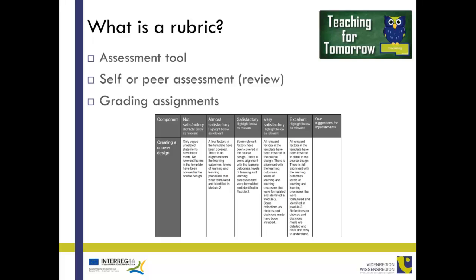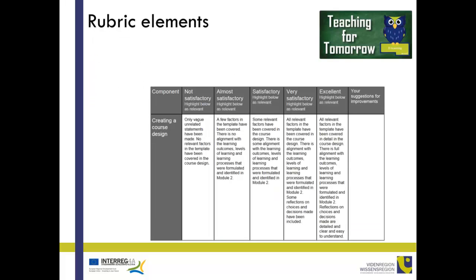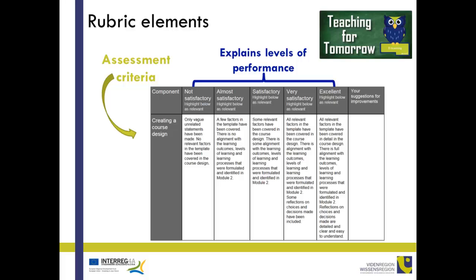Now, why use a rubric? Well, a rubric contains some very important elements that will help you do a good and constructive review that can help the person whose work you're looking at. The rubric contains assessment criteria. Those are the things you need to look at and give feedback on. Furthermore, the rubric will describe and explain the different levels of performance a participant can reach. The rubric will describe what characterizes the unsatisfactory through to the very satisfactory and the excellent performance.